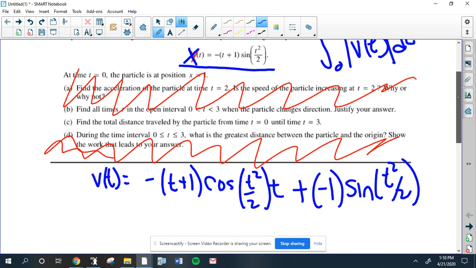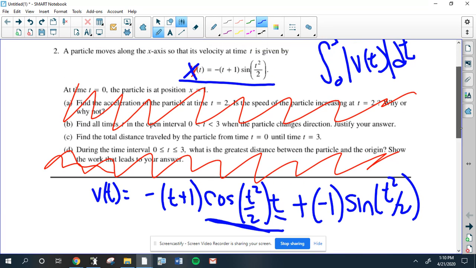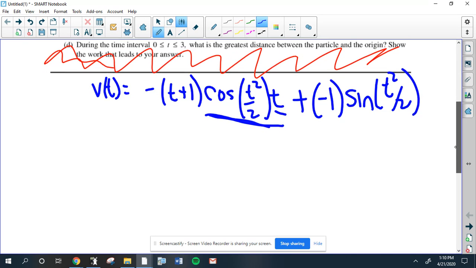The derivative is a product rule. So I did the first times the derivative of the second. You have to use the chain rule for the sine of t squared over 2. So outside, inside, plus the derivative of the first, which is -1, times the second. So it really wasn't that bad of a derivative.